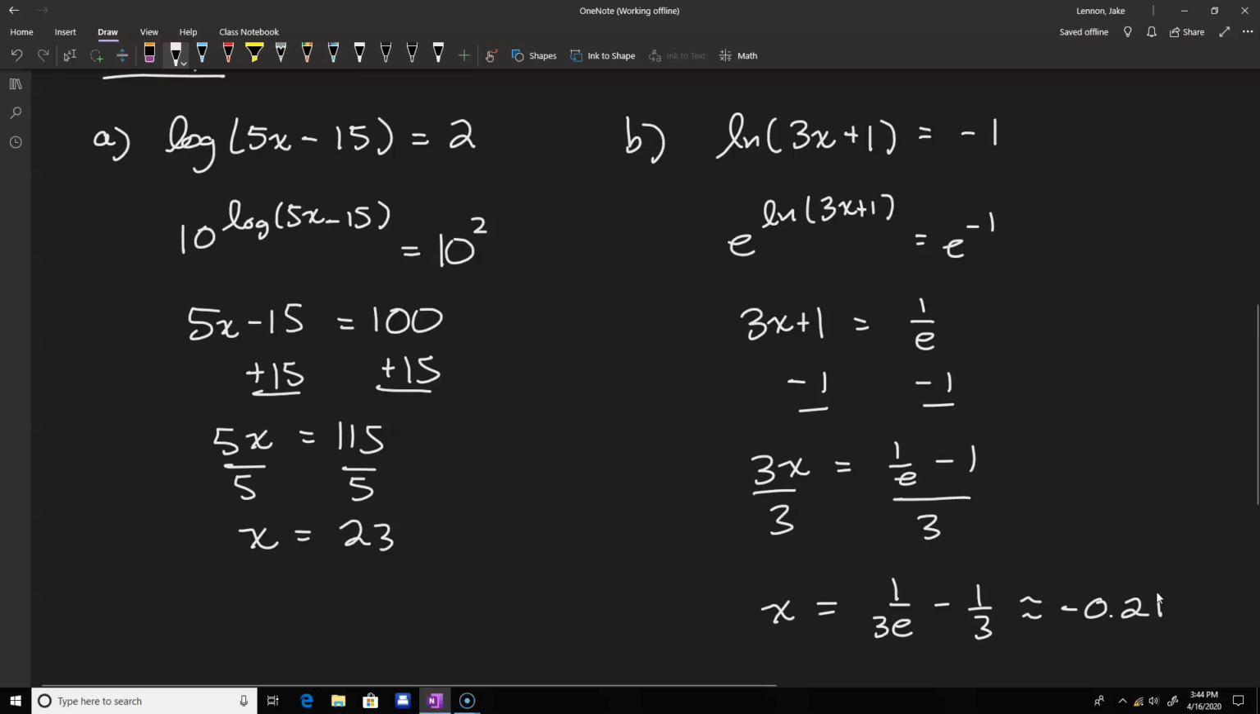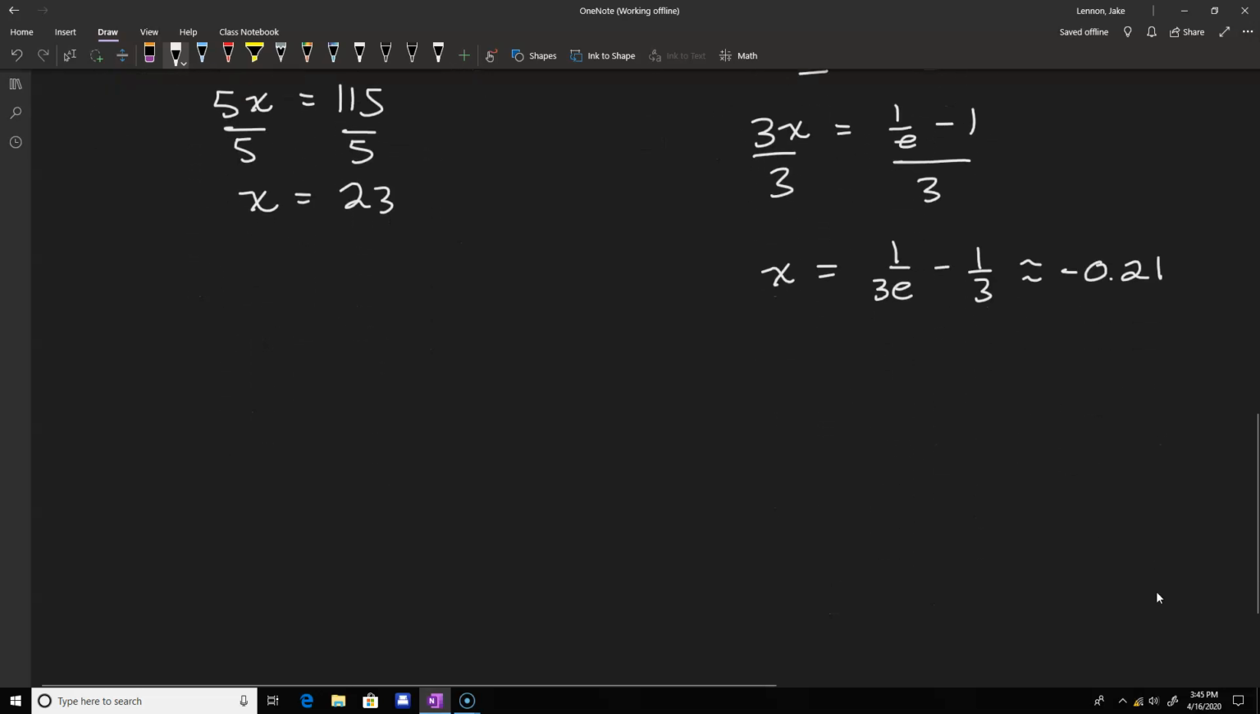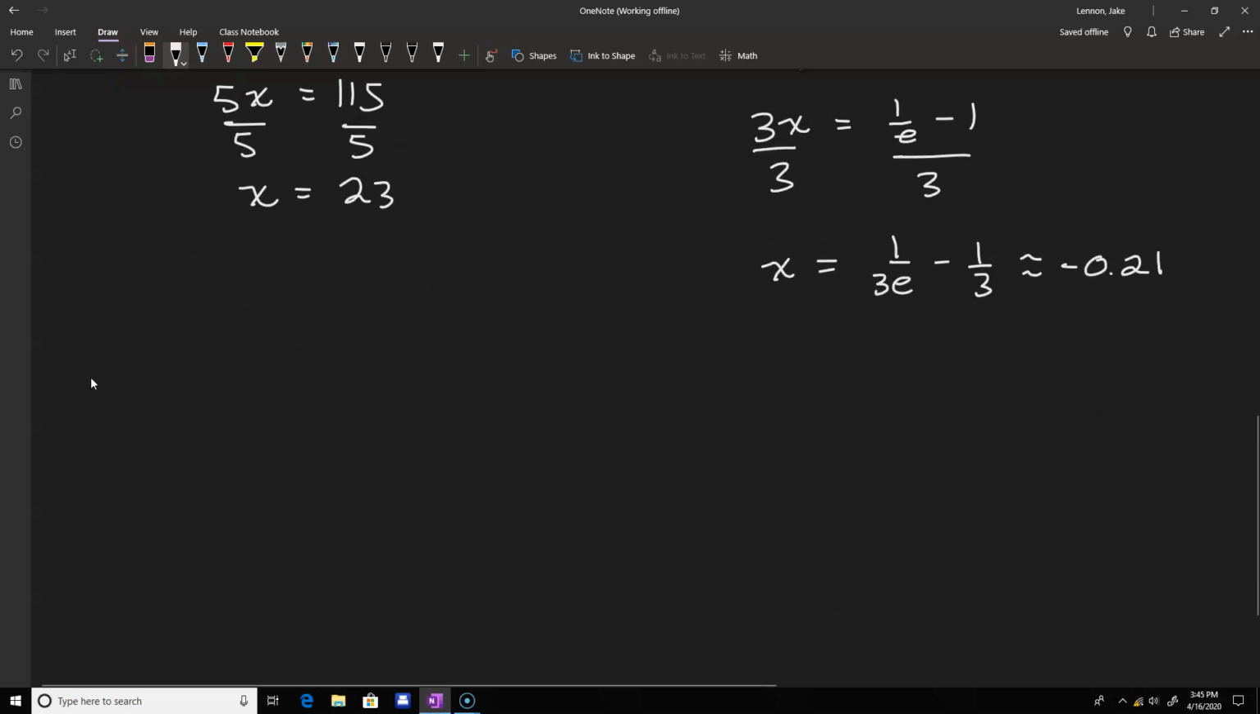Potentially we could have more than a single log in play, and we may have to use some other properties of logs. So let's just recall our other log properties in case we have to use them. So there are 3.